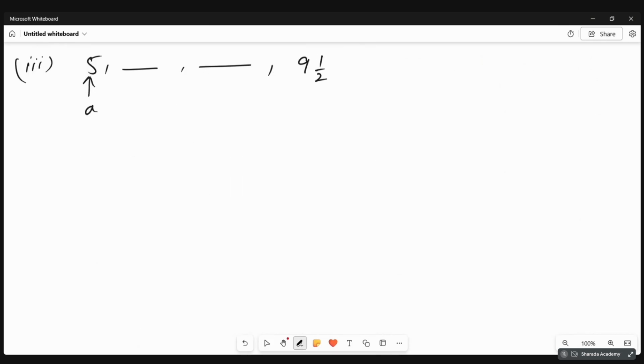Now, this is the A we have got. You have to find A2, A3, and A4 is given. So if you know A and D both, you can find any term. Okay. So find D, then find the terms. If anyone has a doubt, tell me, I will do that. Okay.